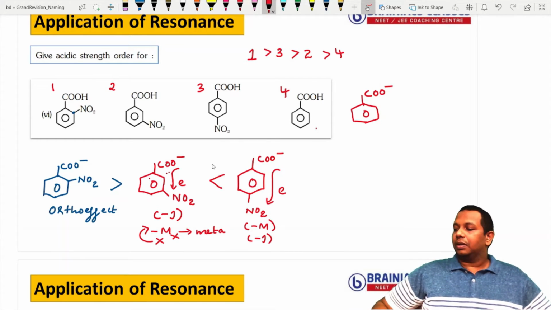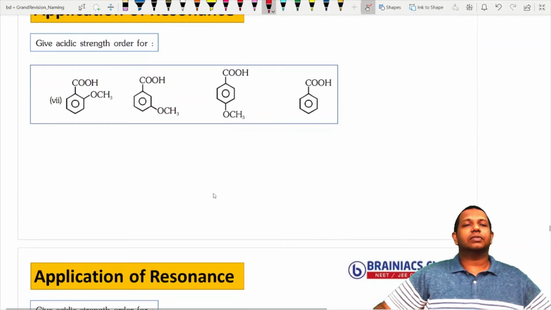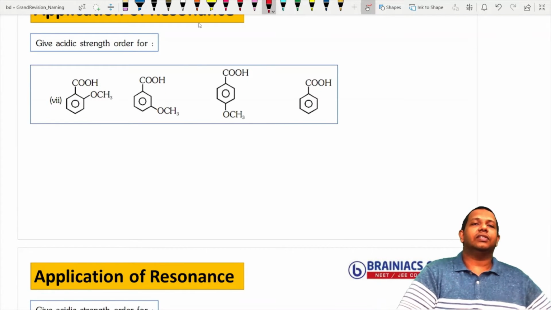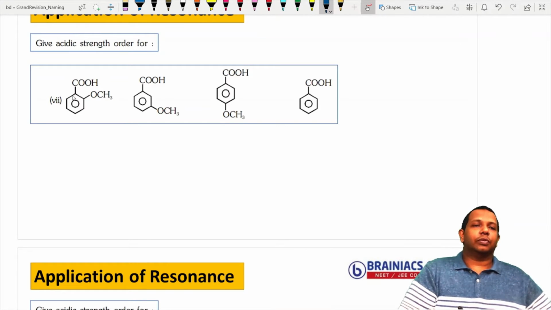Fine. Now let's go to the next one. So we have done that. Now we have the next question for you. Again, it's an application of benzoic acid only. Let's try that. So here you can see again an ortho substitution is present.